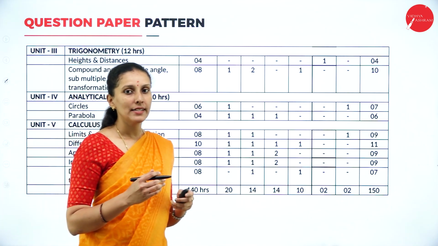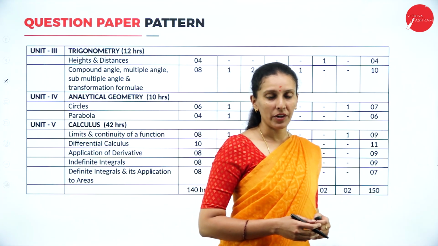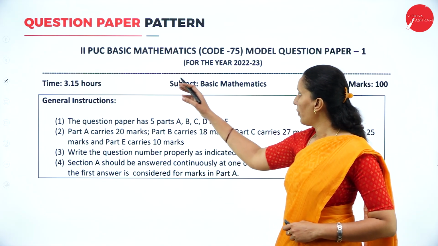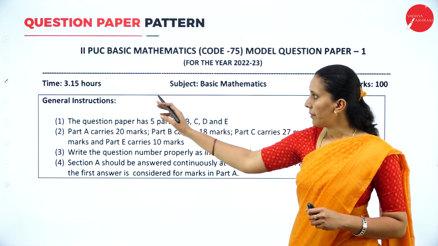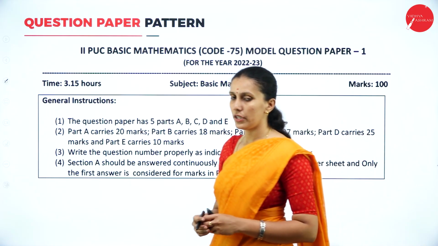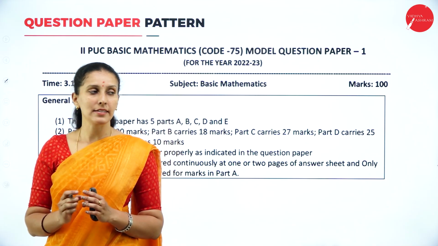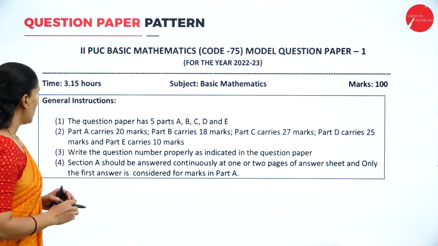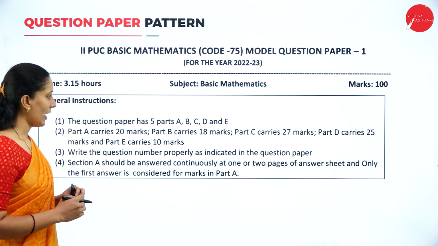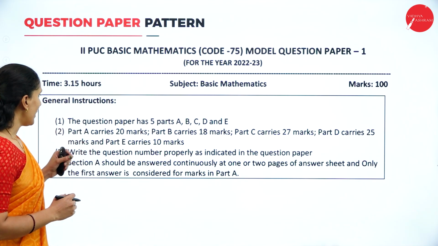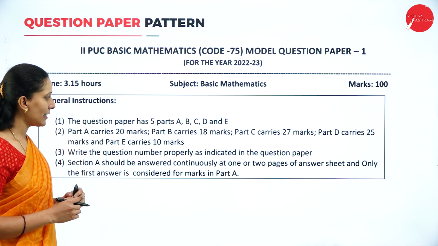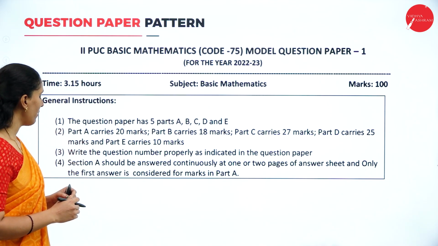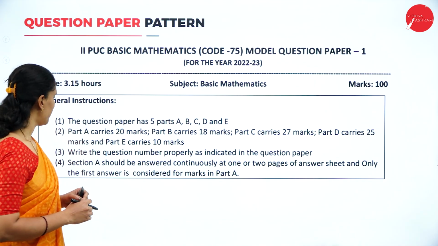So the department has provided us one model question paper here. So let's look at the model question paper. We have here the time limit of 3 hours 15 minutes. You are supposed to answer a maximum of 100 marks. So let's see the general instructions given. The question paper has 5 parts, A, B, C, D and E. Part A carries 20 marks, Part B carries 18 marks, Part C carries 27 marks, Part D carries 25 and Part E carries 10 marks.